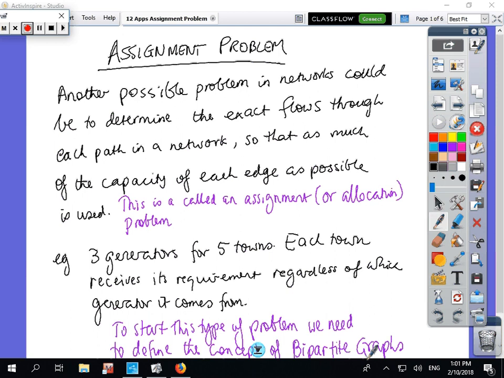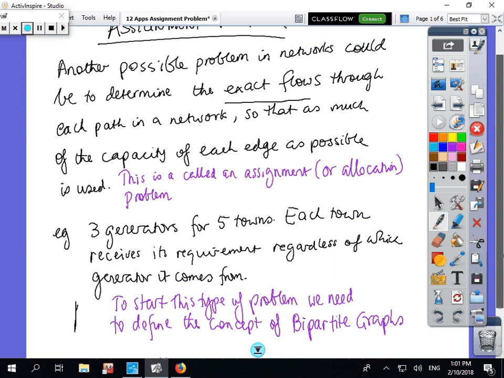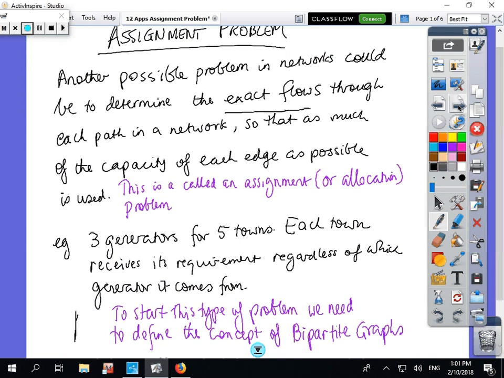For example, 3 generators for 5 towns. Each town receives its requirement regardless of which generator. So we don't necessarily need to know at this stage what we're trying to do, but we're trying to find what the exact flows might be. To start this type of problem, we need to go through the concept of a bipartite graph. Okay, so copy that down. At this stage, it's not super critical, but copy that down.